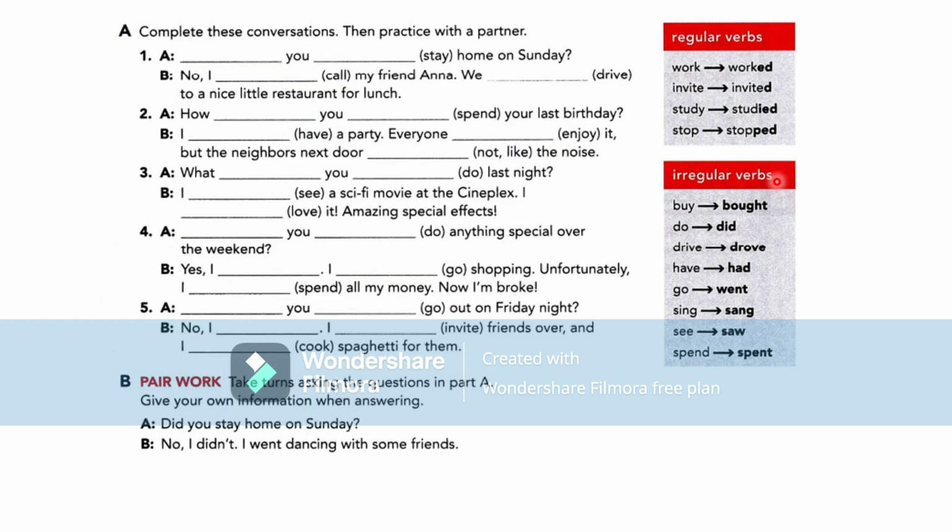Everyone enjoyed it, but the neighbors next door didn't like the noise. Here, Janelle, we have to add the negative form of the past simple, which is didn't, and also the verb like. Remember, when you see not in parentheses, it means that you have to structure a negative sentence. But the structure of that negative sentence depends on the tense. Because we're working with the simple past, we have to add didn't like the noise.